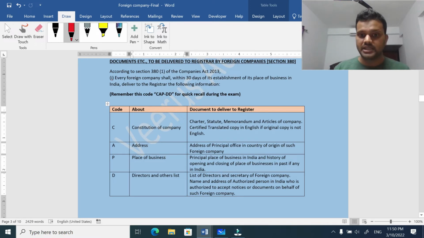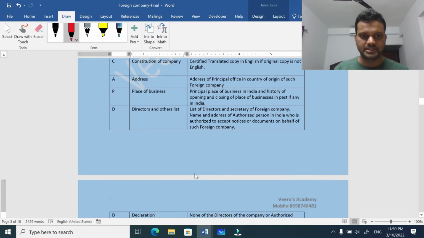Next, place of business in India and history of place of business in India. What are all the places of business that they have in India? If it is one place of business in Delhi, one place of business in Kolkata and Hyderabad, all this list of places of business they have to provide to the registrar. That is about the places of business. This is the basic information that they need to provide, and directors and other details.